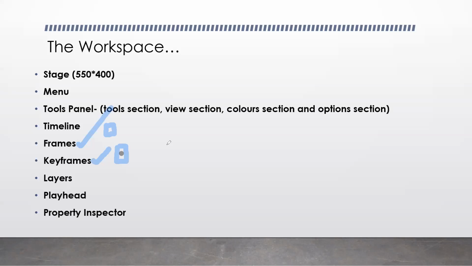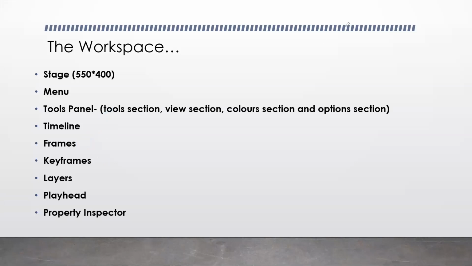Playhead. Playhead is actually the indicator. When we are playing something, it will indicate which frame is getting played right now, and it moves from left to right as the frames are getting played. Next is the property inspector. Property inspector is a panel that displays the properties of the selected object. If you have selected any symbol or text, all the related properties will be displayed in your property inspector panel only. So this is something regarding your animate workspace.